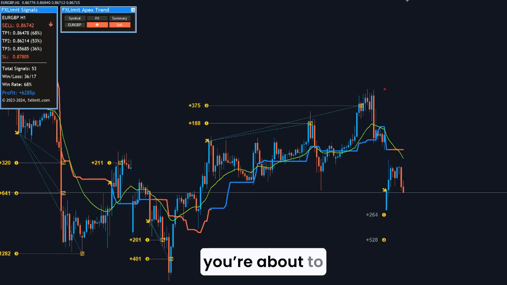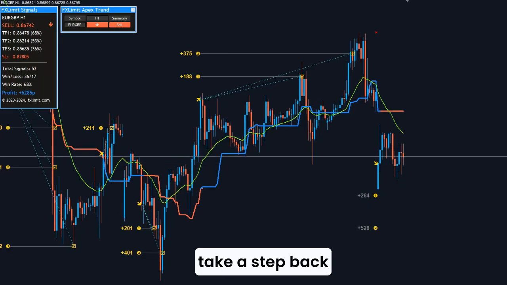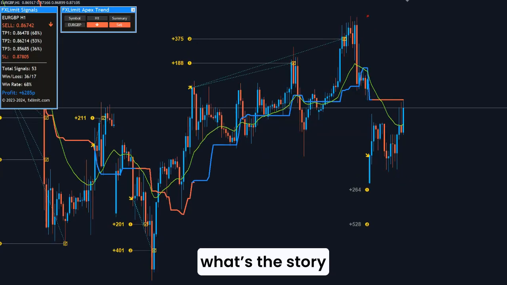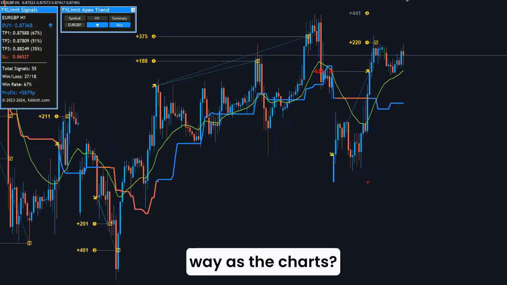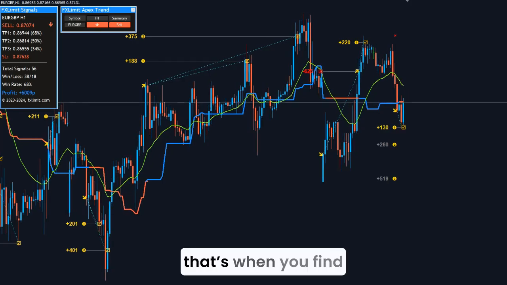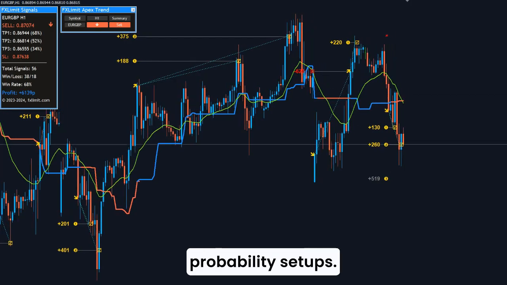So the next time you're about to jump into a trade, take a step back and ask yourself, what's the story behind this move? Are the fundamentals pointing the same way as the charts? When both align, that's when you find the highest probability setups.